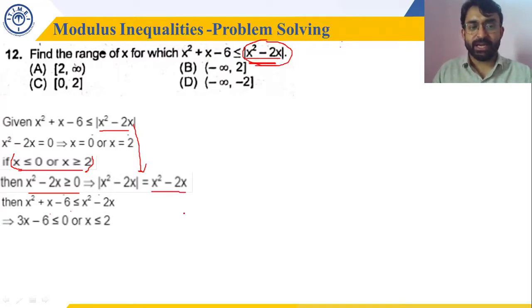And if you solve it, you'll get 3x minus 6 is less than equal to 0. X is less than equal to 2. Now, my primary condition is this, and my answer in equation is this.